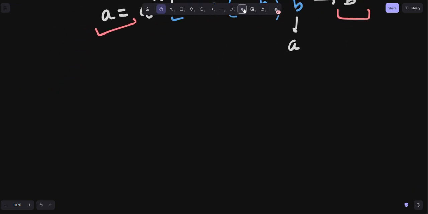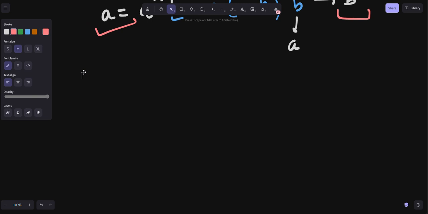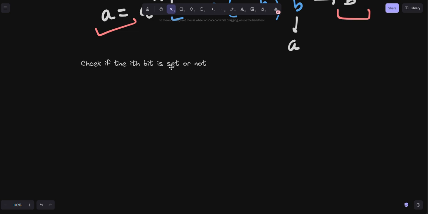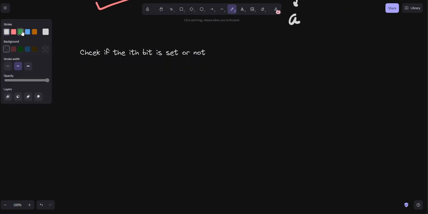Now let's jump to the second question, which is to check if the ith bit is set or not. This is also one of the popular questions you will find on LeetCode as well. This is the question basically. Let's say I am given n is equal to 13, and i is equal to 2.